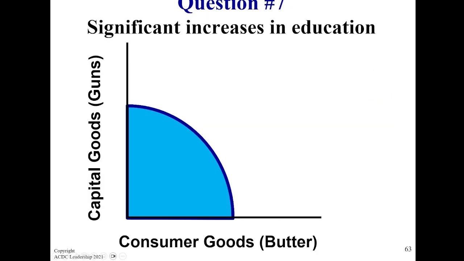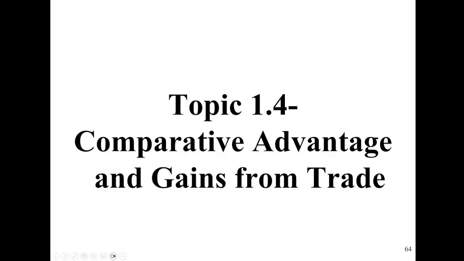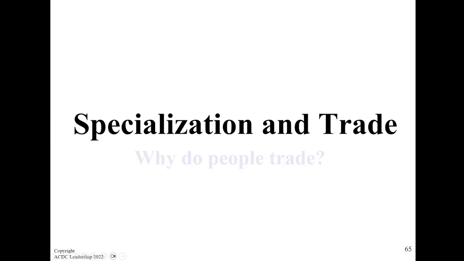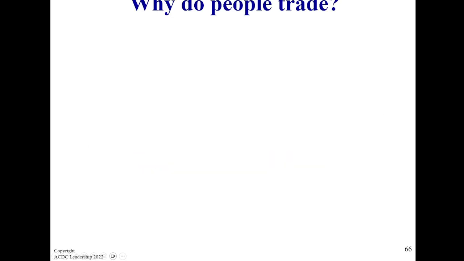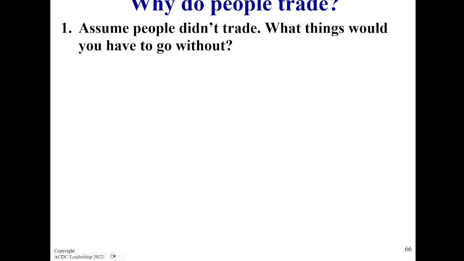So more increase in education, right? This will mean you can produce more, right? Yeah. So then now let's move on to topic 1.4, which is comparative advantage. This will involve a little bit of math, right? So in here, we're going to be looking at trade. So why do people trade? Let's go over this. Why would people want to trade items before? I already gave an example, right? So what things would you have to go without?